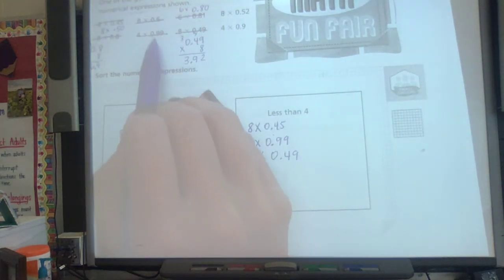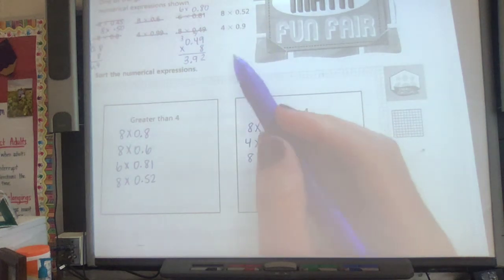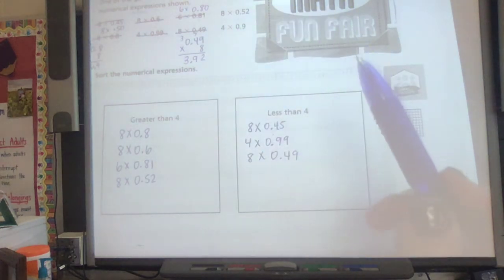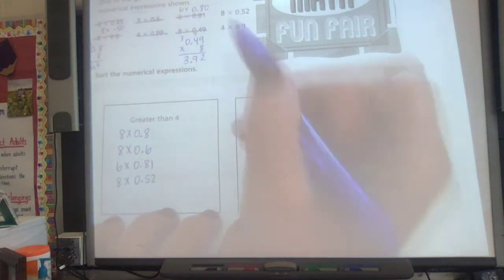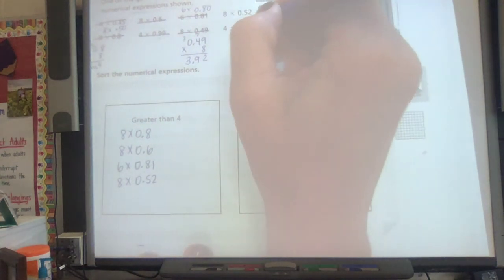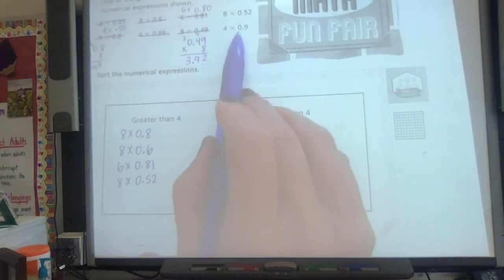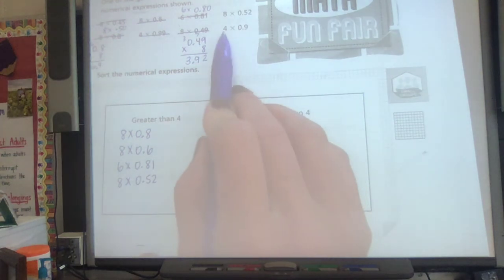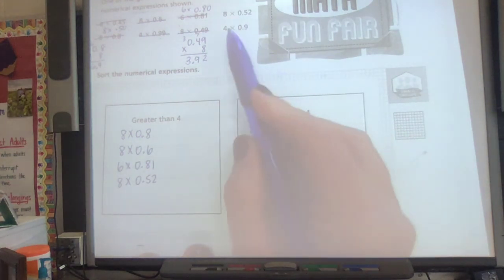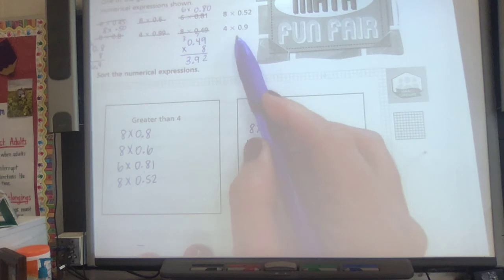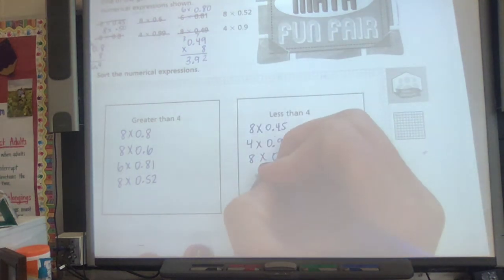Okay, I think again, kind of back towards this one. And I know 4 times 9 is 36. That's not quite my 4. But I also know this is 9 tenths. This is not a whole. This is less than 1. 4 times 1 is 4. This is 4 times something less than 1, so it's going to be less than 4.